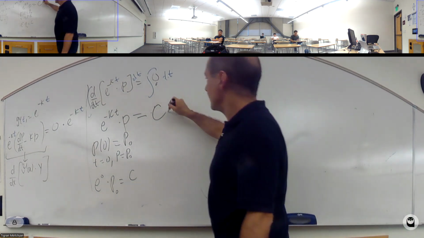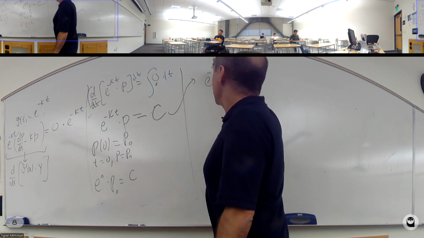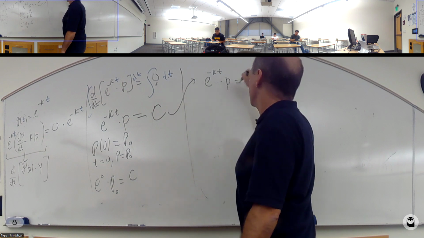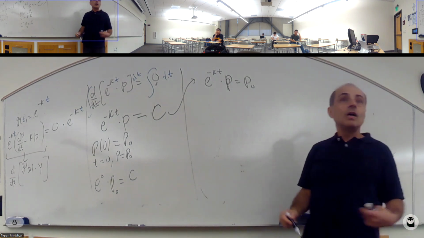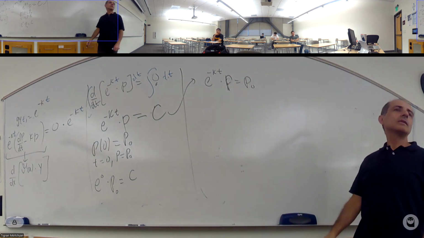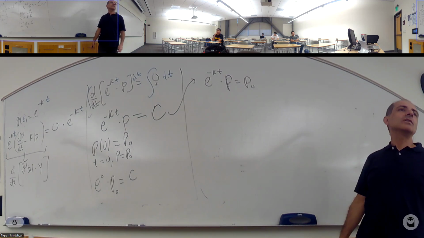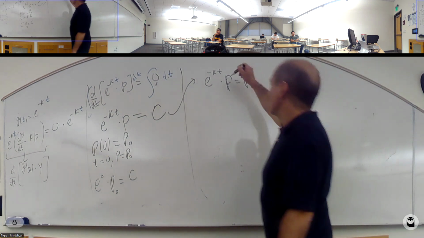So we got this guy right there. Well, e to the negative kt times P equals P0. Now, we saw, what are we solving this for? We usually solve for Y, right? In this case, we solve for who? What was it instead of Y? P. So how do I solve it for P?